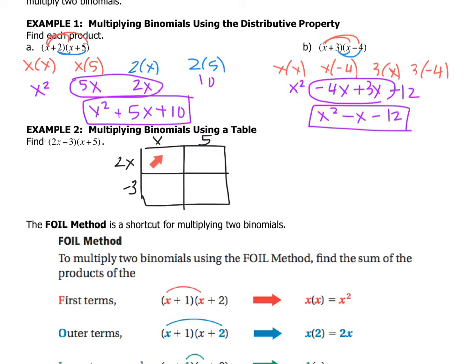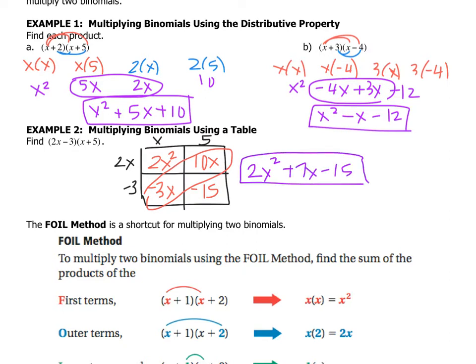So this would be 2x times x, which we know is 2x squared. This piece is 2x times 5, which we know is 10x. This piece right here is negative 3 times x, which we know is negative 3x. And this piece right here is negative 3 times 5, which we know is negative 15. And same thing, you just combine like terms, and you write your final answer, 2x squared plus 7x minus 15. So the area model is a perfectly acceptable way of also multiplying.